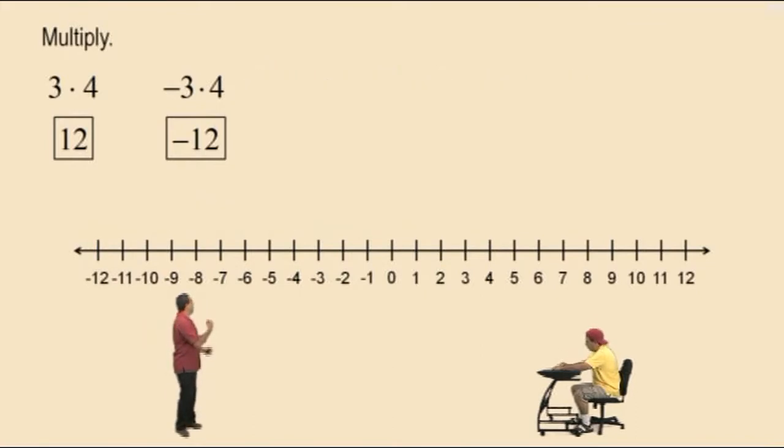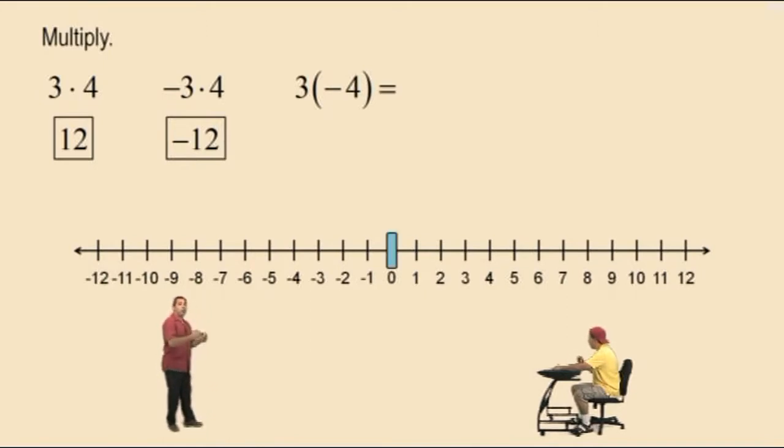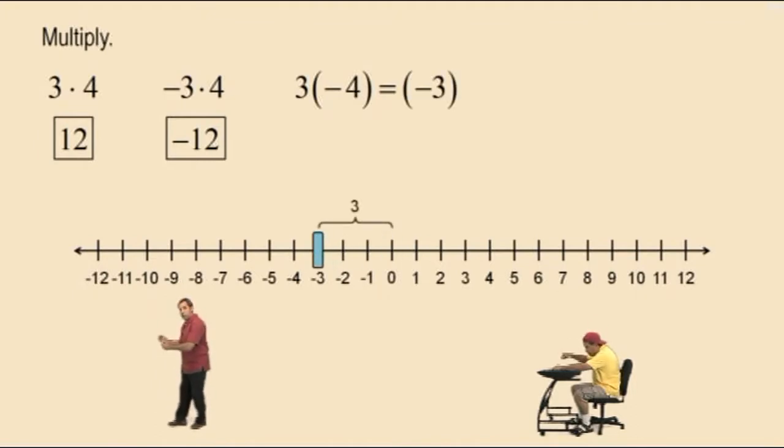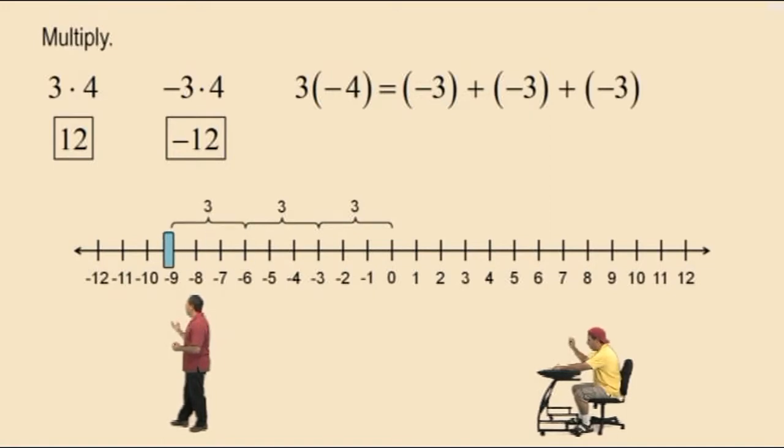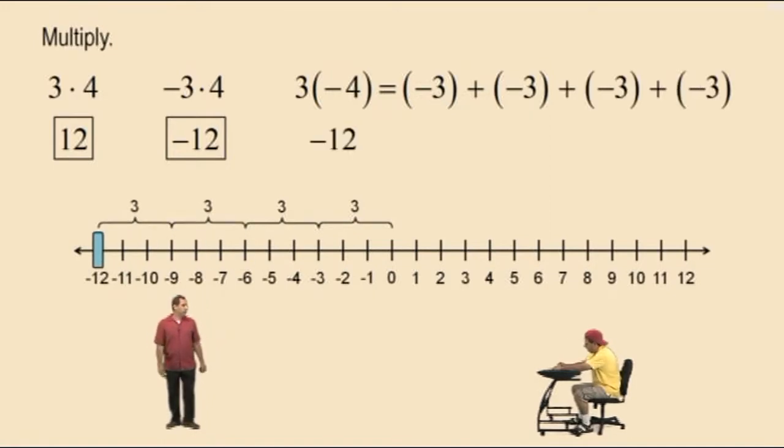Okay, well, how about 3 times a negative 4? In the first case, 3 times 4, our 3's were being added in the positive direction, but when we take 3 times a negative 4, our 3's are being added in the negative direction, and therefore we get, as you see, negative 12, right? And that makes sense, because positive times a negative should be negative.